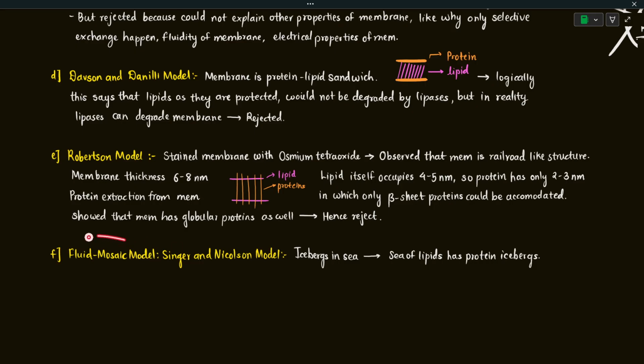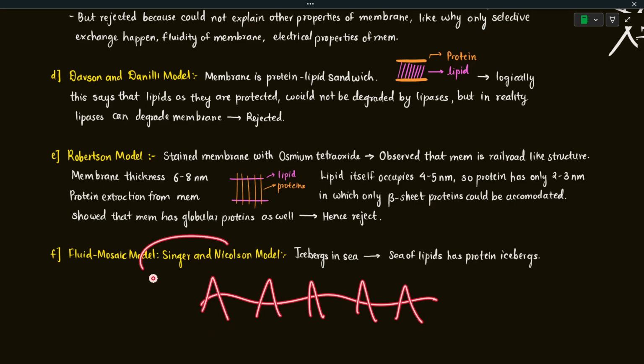Then came the most accepted model, which is widely accepted today, given by Singer and Nicolson. It is also known as the fluid mosaic model, because this model suggests that the membrane is fluid. Okay, so it suggests that the membrane is a kind of sea of lipids, a fluid of lipids, in which the proteins look like icebergs. So it is a sea of lipids in which there are proteins here and there in between. So this was the Singer and Nicolson model.